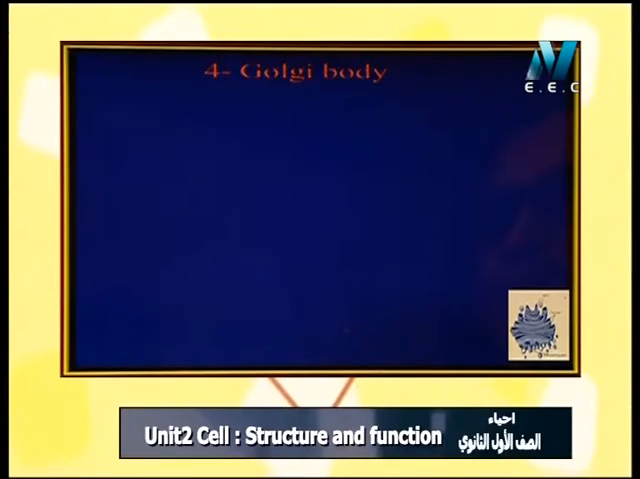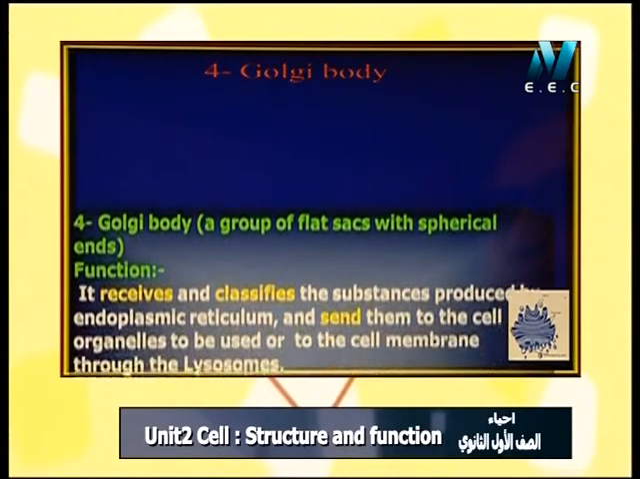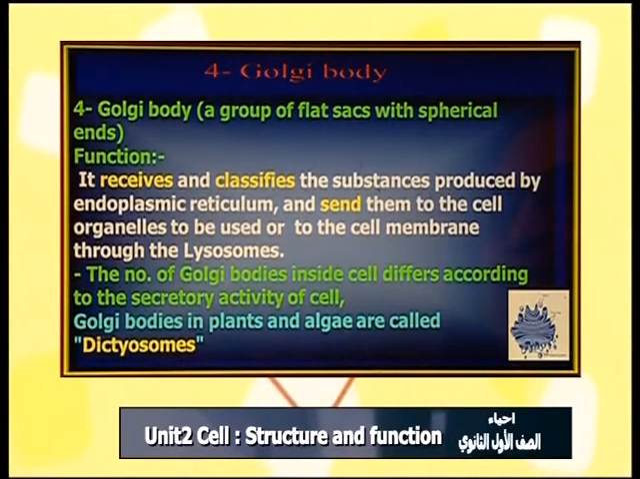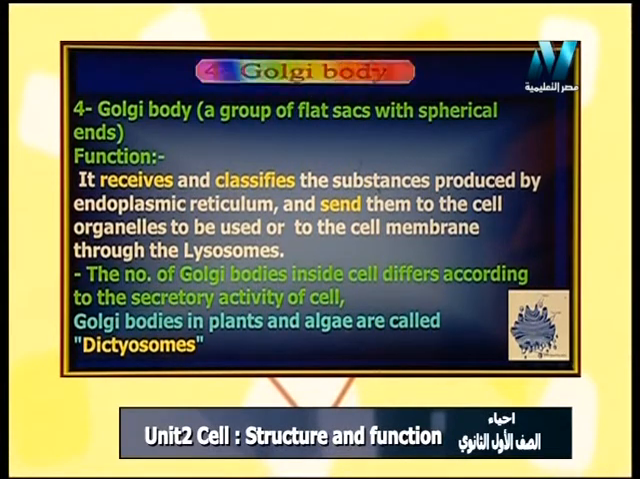بعد كده هنتكلم عن حاجة اسمها Golgi bodies. Golgi bodies are a group of flat sacs with spherical ends. يبقى هي flat sacs لكن عليها spherical ends عشان هتخرج منها الفيسكلز دي اللي هنقول عليها بعد كده اسمها lysosomes. The function of the Golgi bodies is to receive and classify the substances produced by the endoplasmic reticulum and send them to the cell organelles, to be used to produce the cell membrane, or to form lysosomes.